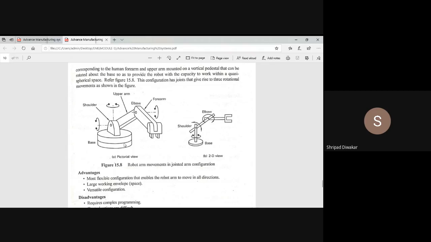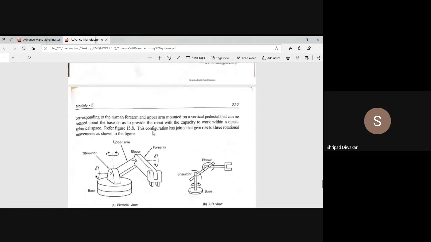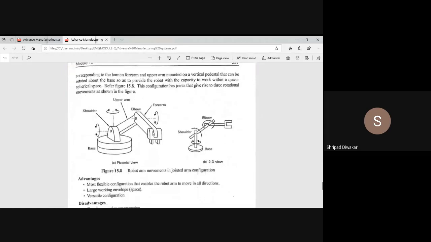This is a 3D diagram. Elbow, and then this is the forearm. This is the upper arm. So why the name? It is very similar to the human forearm and upper arm mounted on a vertical pedestal.